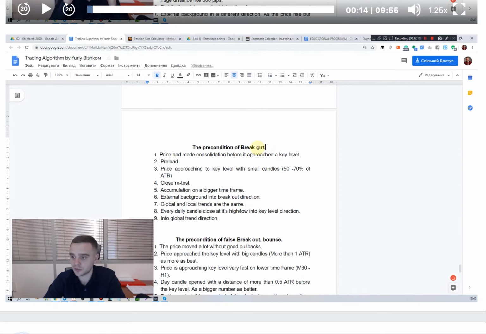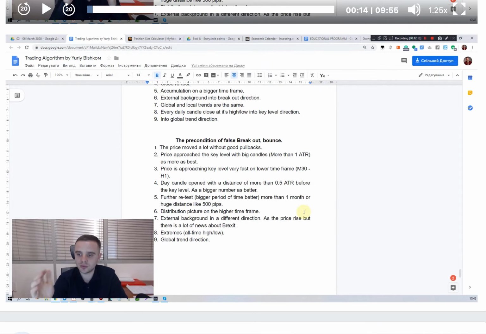I think it's enough for you in this lesson. What you need to do, you need to write down on a sheet of paper all your preconditions like I did here, and after that when you open every position, you need to ask yourself what precondition will prove that the price will move in my favor. That's all. If there is no precondition, it's not wise to open a position. And also if there are a lot of preconditions that the price will move against you, it's also wise to skip that entry. Thank you for your time.